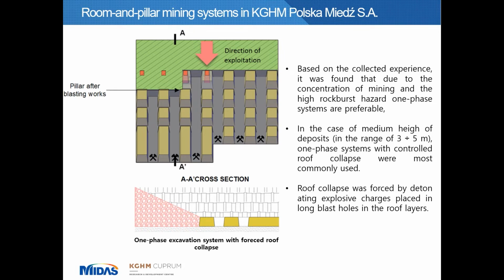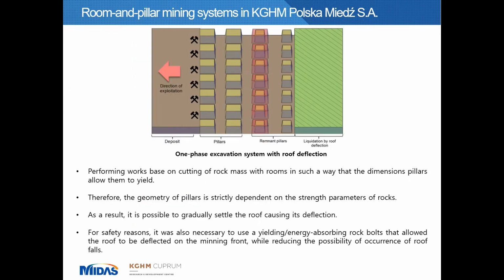This in turn translated into an increase of the rock mass pressure on the mining front, and finally an increase in the frequency of roof collapses, which of course affects the economy of the deposit exploitation negatively. Therefore, in order to slow down the process of filling the post-exploitation void and reduce the geomechanical hazard, a one-stage room and pillar mining system with roof deflection has been developed and implemented in regular exploitation.